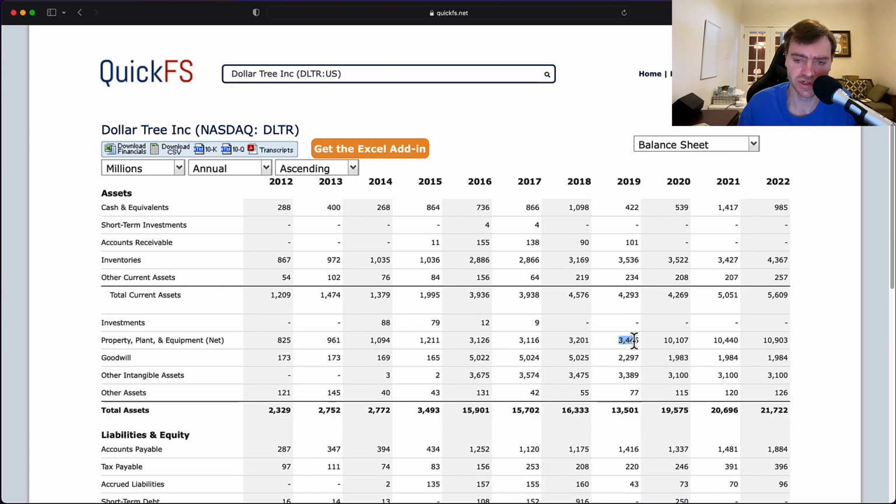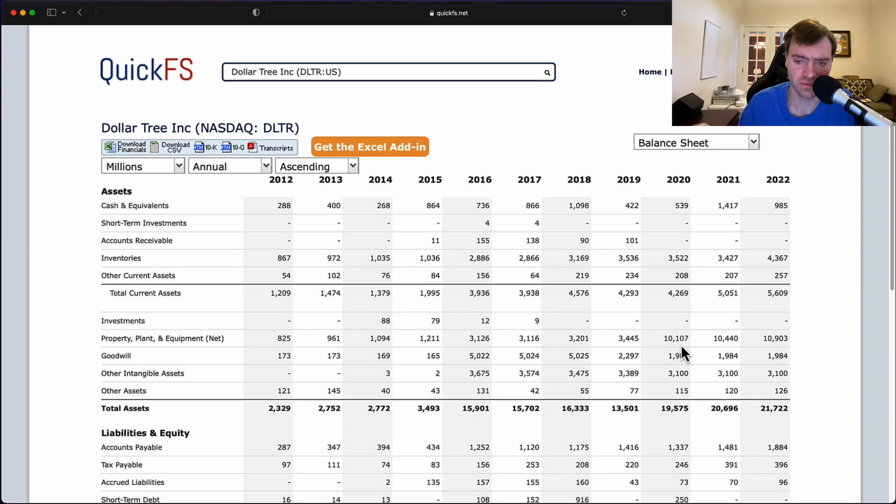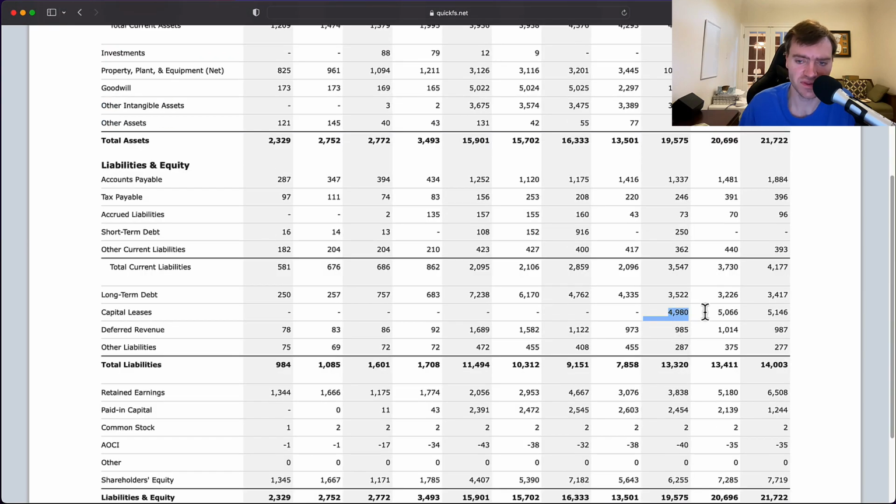The other big change here is 2019 to 2020. You have a big jump in PP&E, but that's offset by the capital leases going up. So that explains a lot of that there.